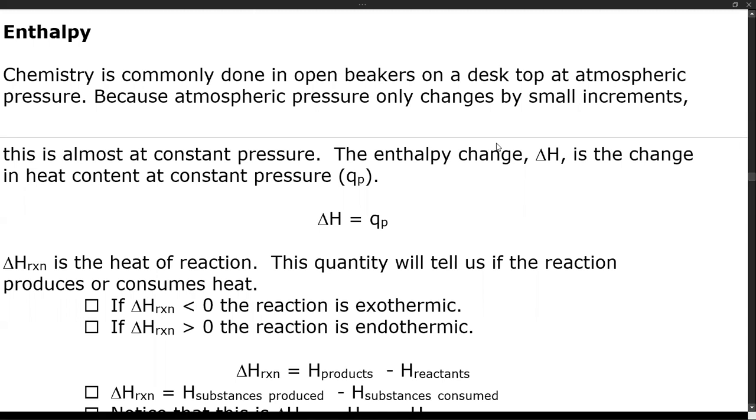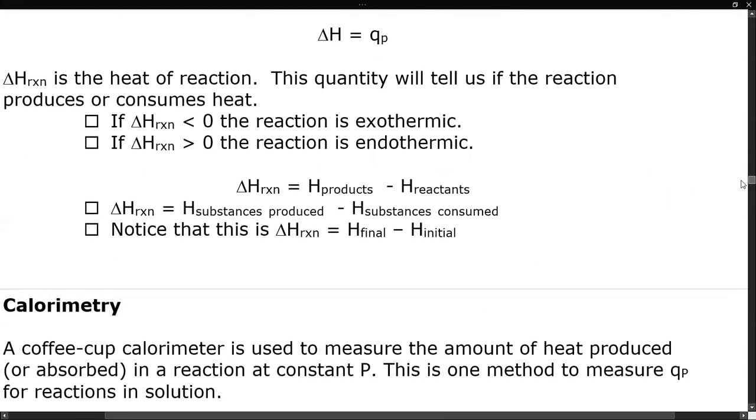Now, delta H of reaction is just the heat of reaction. That'll tell us whether it produces or consumes heat. Remember, delta H negative means it's exothermic. Positive means it's endothermic. And so our heat of reaction can be the enthalpies of the products minus the enthalpies of the reactants, or substances produced minus substances consumed, or in general, final minus initial.